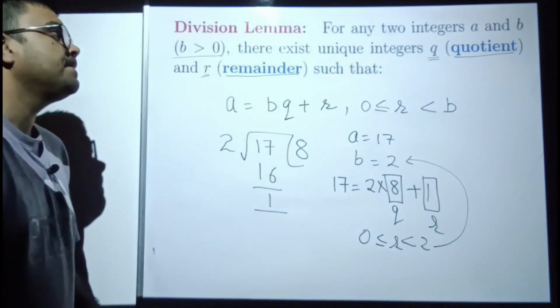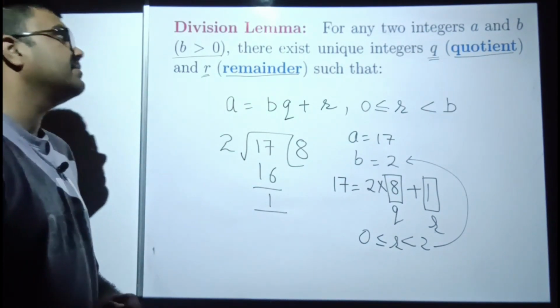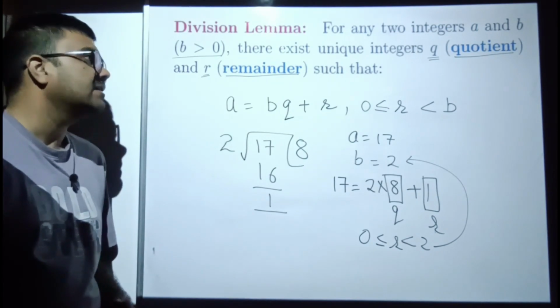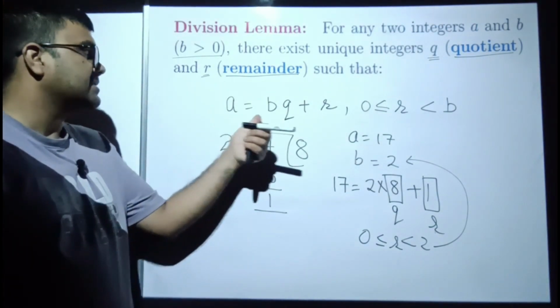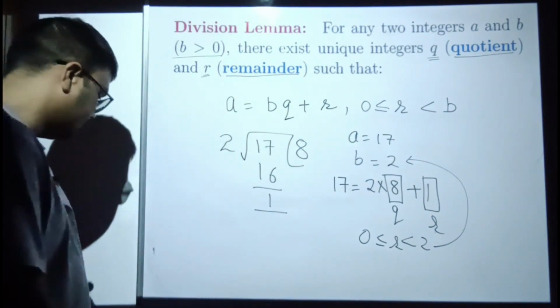So this is the statement for the division lemma: if two integers a and b are there, then there exist unique integers q and r. Q is called the quotient, r is called the remainder, such that a is equal to bq plus r, and 0 is less than or equal to r, which is less than b.